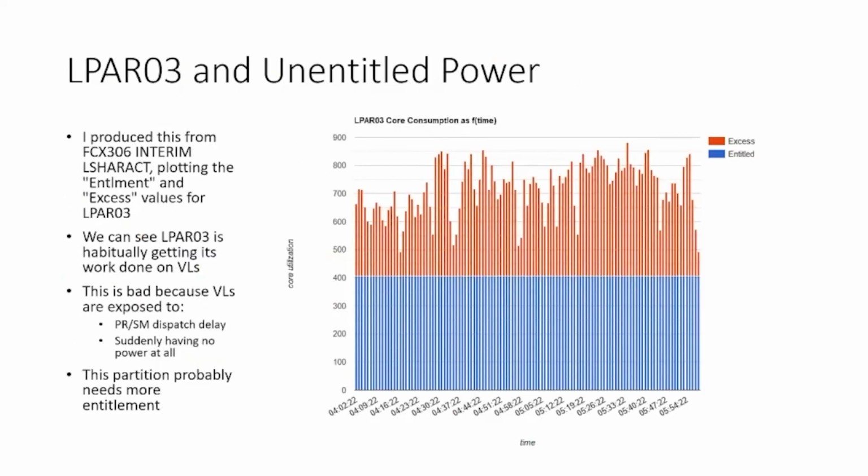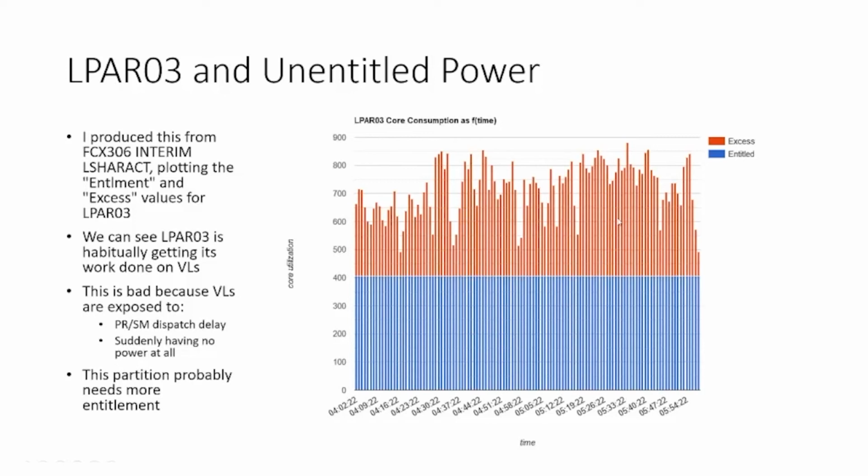So here's a graph where I tried to point out LPAR 3's core consumption as a function of time. I produced this from a PerfKit report called Interim LShare Act, and what I did was I just plotted the total core consumption as a function of time. You can see the timestamps down here on the bottom on the x-axis, and the blue bars down here represent entitled power, and the red stacked area on top represents unentitled power, the sum being the height of these peaks right here. So what we can see is that LPAR 3 is habitually getting its work done by running on logical cores that are completely unentitled. It's getting its work done by running on vertical lows.